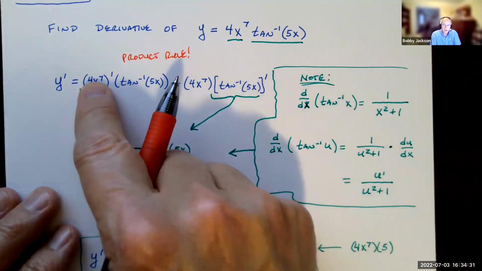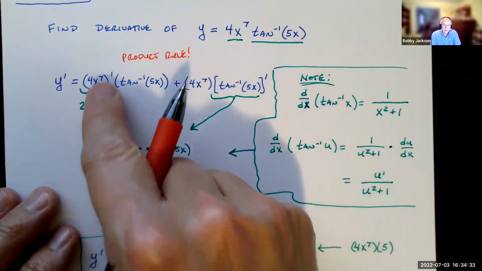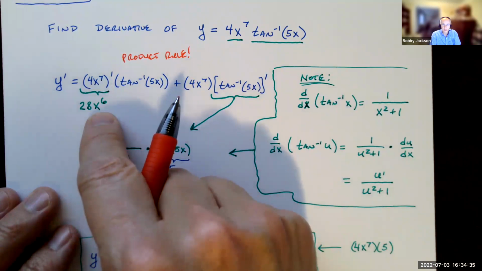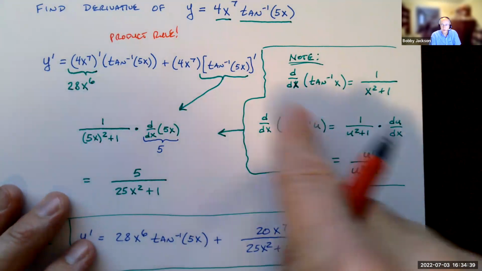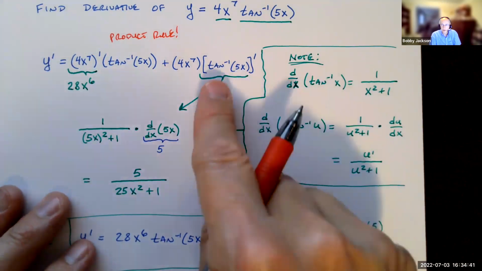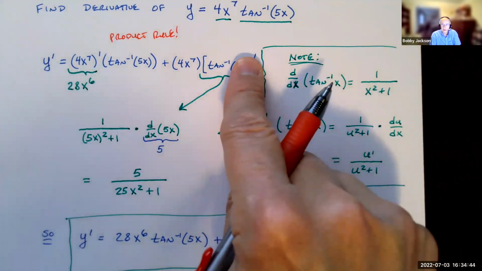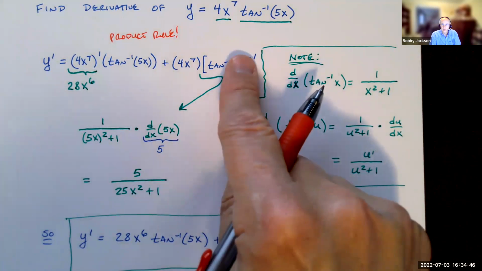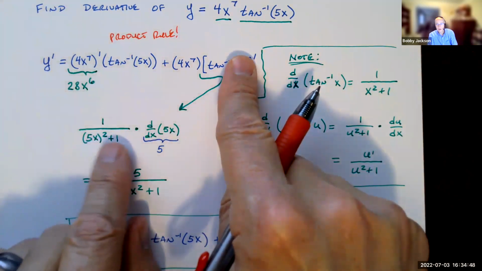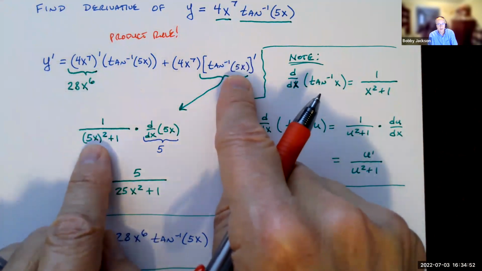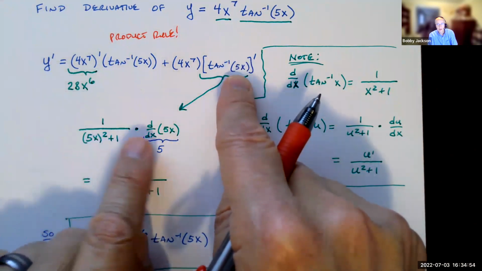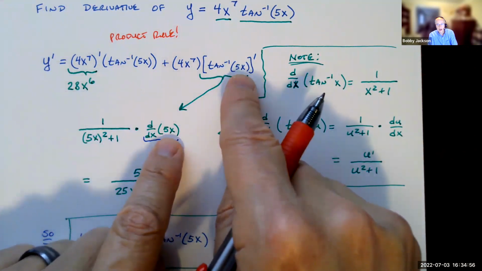By the power rule, the 7 comes down. 7 times 4 is 28. Subtract 1 from 7 gives me x to the 6. So that's just straight up power rule. This, though, of course, we're going to have to use the chain rule, where the outer function is the arctangent function. So the derivative of the outer function is 1 divided by u squared plus 1, where u is the inner function 5x. So it's the quantity 5x squared plus 1 times the derivative of the inner function, which is 5x.